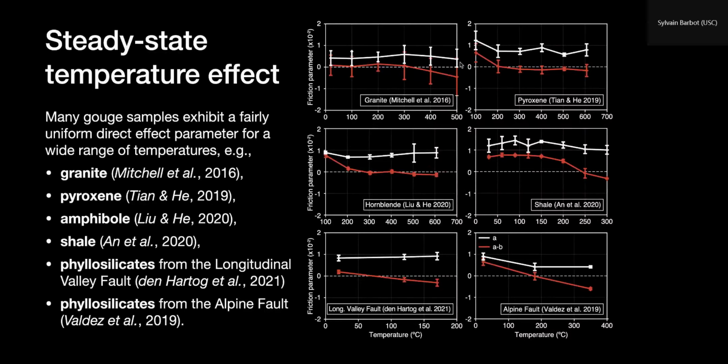So basically, we start to have a good picture of how friction works, with some exceptions that we can perhaps discuss later. The direct effect parameter is independent of temperature. The steady state parameter is very sensitive to temperature, and that has a lot of important implications. And so these are the type of data that can help us constrain a physical model of friction that will be slightly different from what has been presented before.